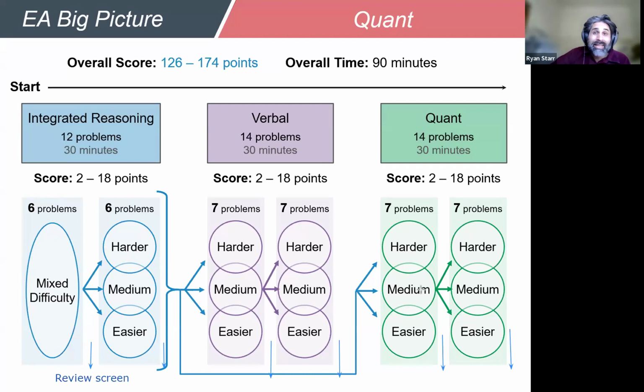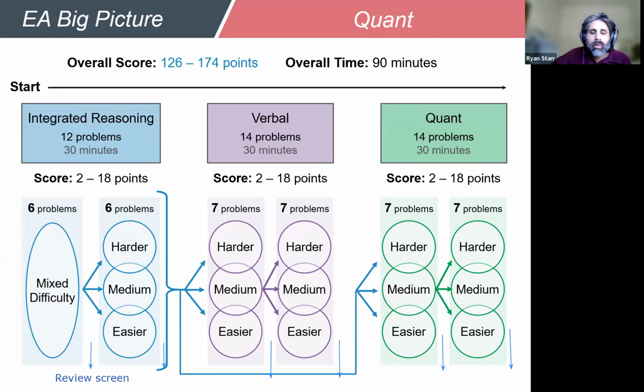But it is possible, and that's in no way possible in my experience on the integrated reasoning section. You can't get the whole first half right and miss the whole second half in IR and hope to score a 10 or above. So scoring in verbal and quant is a little bit more generous than scoring in the integrated reasoning section. And it's a good thing in the case of quant because most schools really want to see a high score.